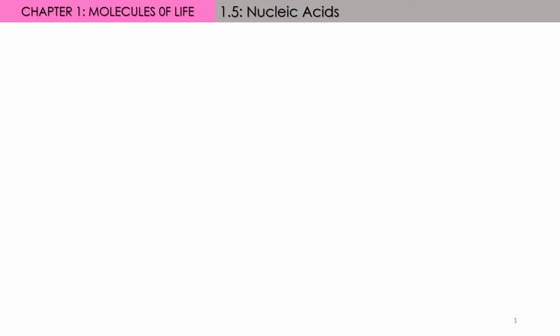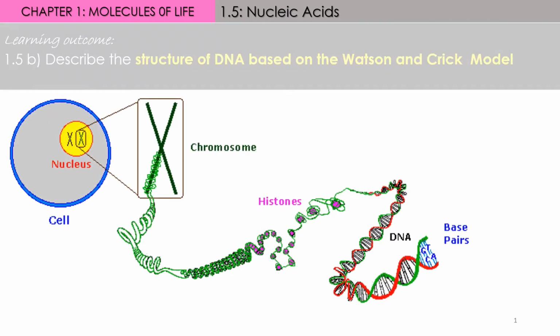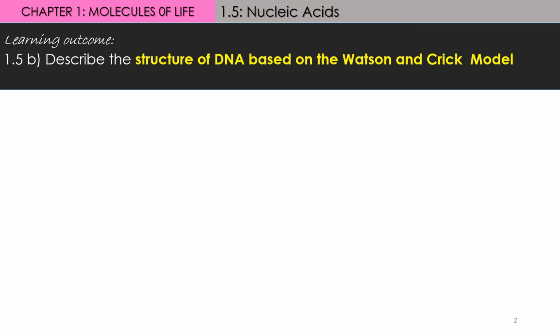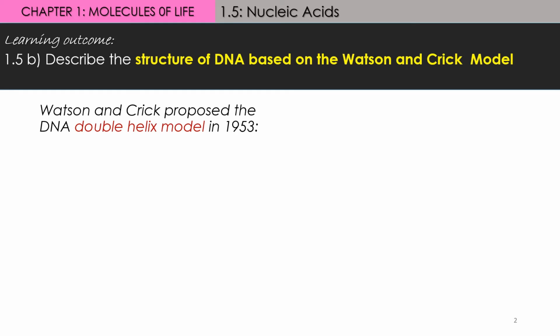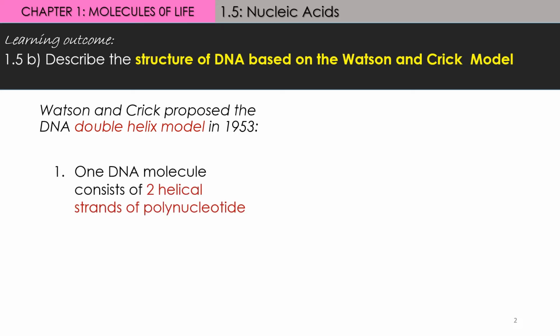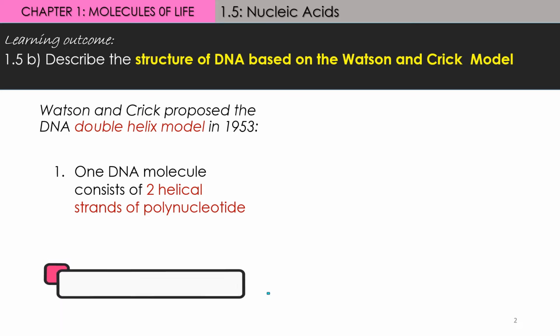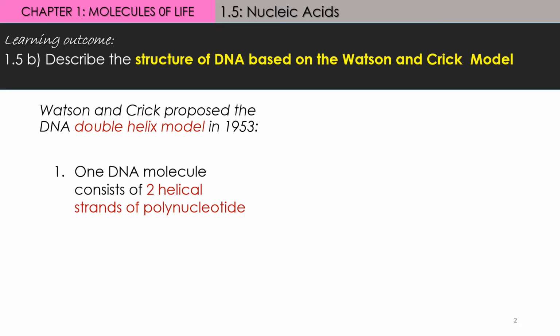In this video, I will discuss subtopic 1.5b, describe the structure of DNA based on the Watson and Crick model. So, let me start with the discussion. In 1953, Watson and Crick proposed the DNA double helix model. Based on the Watson and Crick model, firstly, they stated that each DNA molecule consists of two helical strands of polynucleotide.